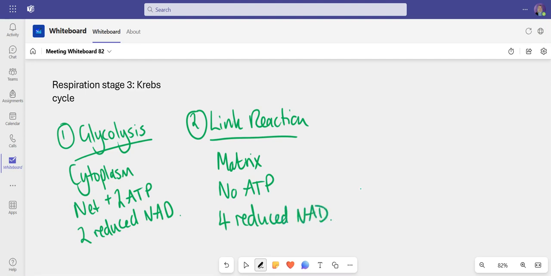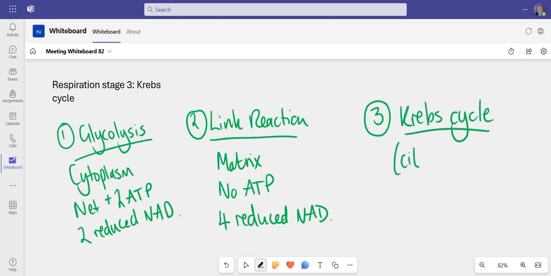So we're now going to go on to the Krebs cycle, stage number 3. If you're trying to research it in various books or YouTube or whatever, sometimes it's called the citric acid cycle. Just in case you hear it called that, it's not something different, it's just another name for the same thing. So we'll go through this step by step and we'll look at how many ATPs and reduced NADs it produces.